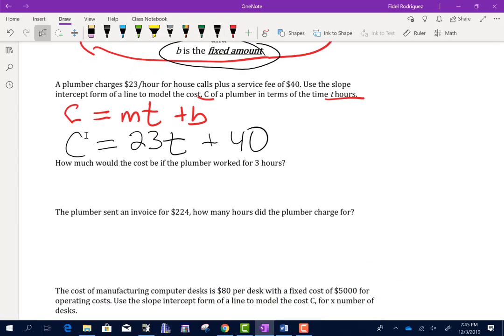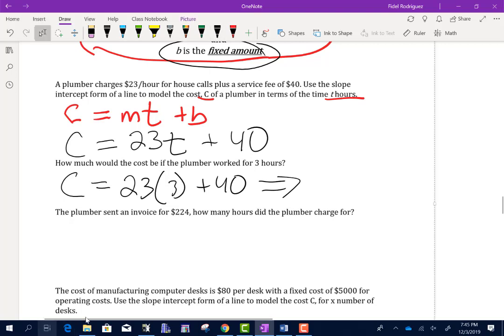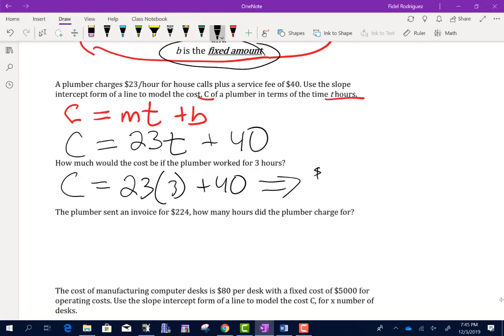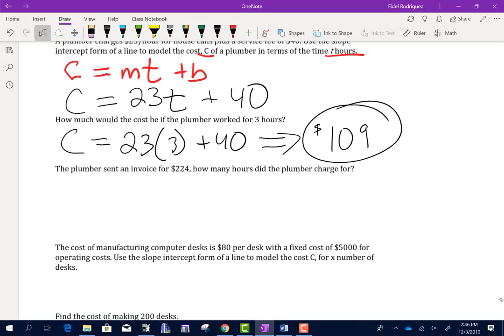The next part says, how much would the cost be if the plumber worked for 3 hours? Well, wouldn't we say, well, look, 23 times how many hours? Times 3 plus 40, okay? Let's see if we can figure that out. So I'm going to take my calculator right here. 23 times 3. So that's what, 69 plus 40? $109, right? And maybe we should change our majors to plumbing, right? Okay. Look at the next part.